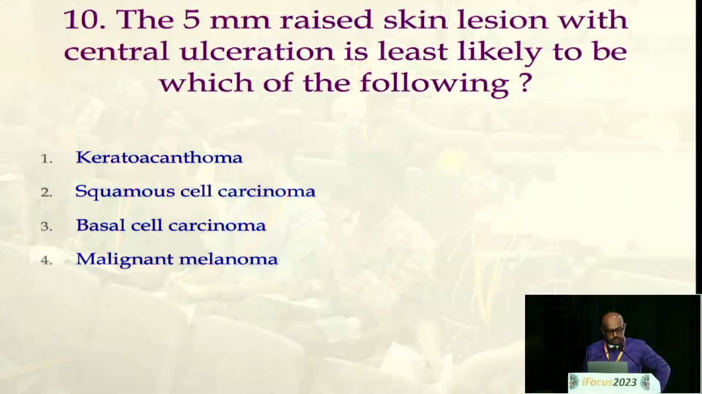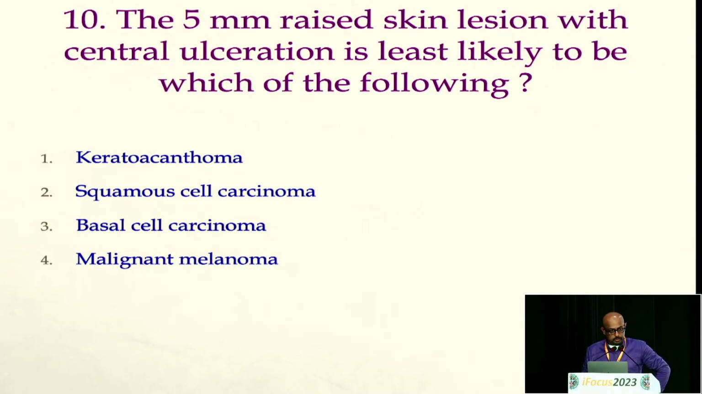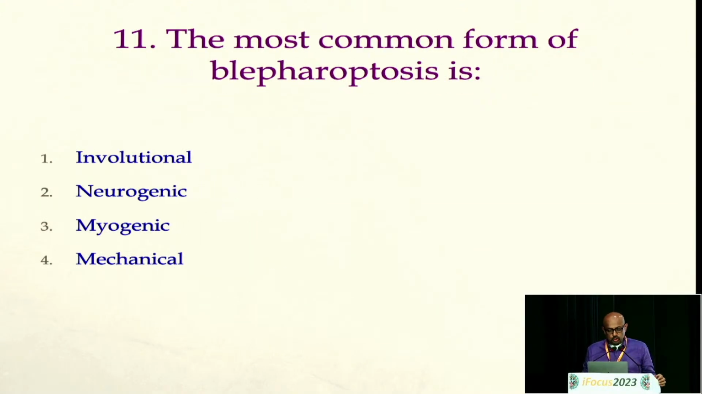We have 5 more questions to go. Question 11. The most common form of ptosis is involutional, neurogenic, myogenic, mechanical. Which of these 4 causes would be the most likely to cause a blepharoptosis among these 4? Involutional, neurogenic, myogenic, mechanical.